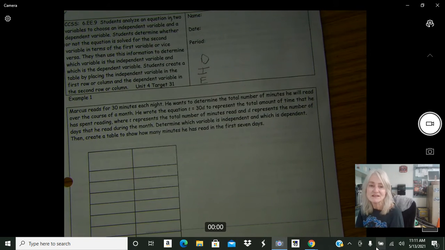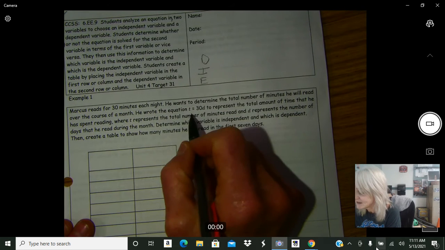So example 1 says, Marcus reads for 30 minutes each night. He wants to determine the total number of minutes he will read over the course of a month. So he wrote the equation T equals 30 times D to represent the total amount of time he has spent reading, where T represents the total number of minutes read, and D represents the number of days that he read during the month. So it wants us to determine which variable is independent and which is dependent, and then create our table. And they have given us the equation right here.